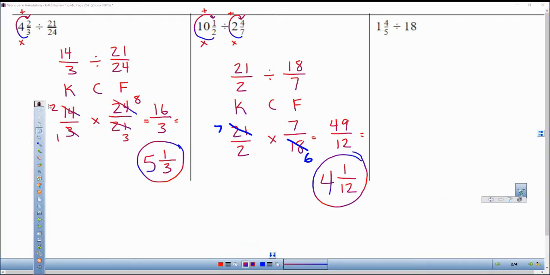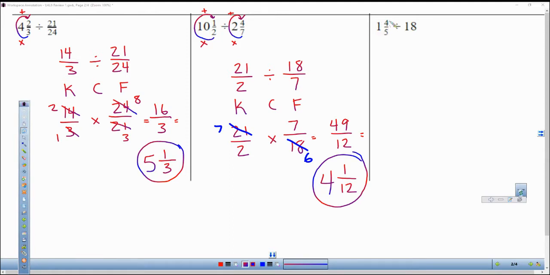All right. Here we go. Let's try this one here. 1 4/5. Got to change that to a fraction. Do a little swoop, multiply and add. 5 times 1 is 5, plus 4 is 9/5. And then we have to write 18 as a fraction. 18 over 1, or 18 wholes. Once we have them both as fractions, we can divide.